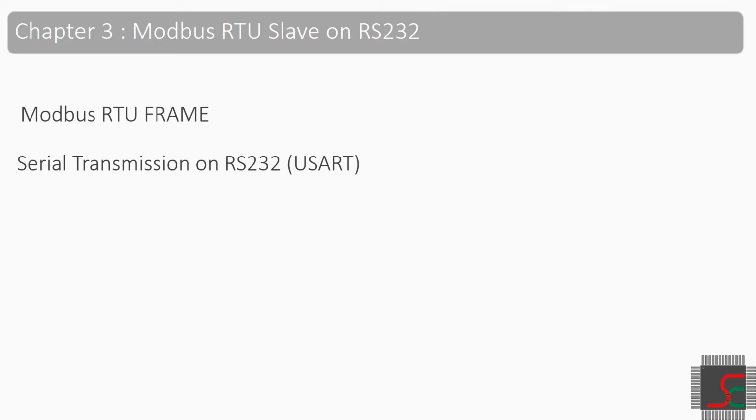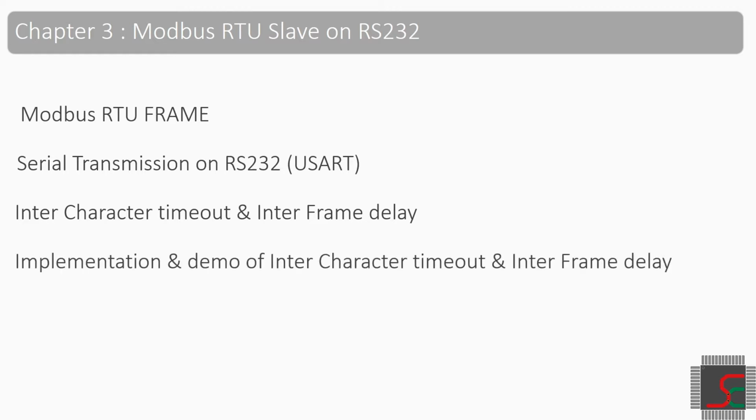Next is the two timing requirements in the Modbus over serial line specification and implementation guide version 1.02. They are called inter-character timeout and inter-frame delay. Finally, we see the implementation and demo of these two timers in our microcontroller.